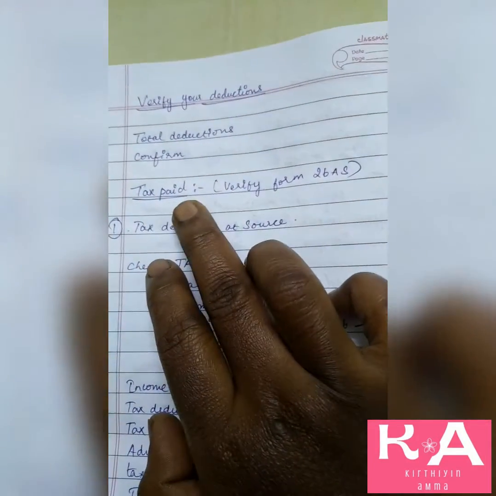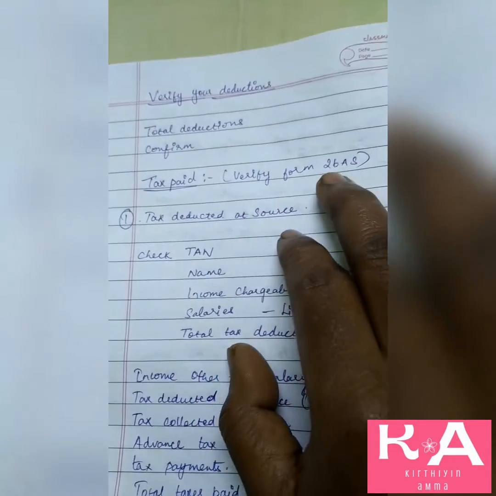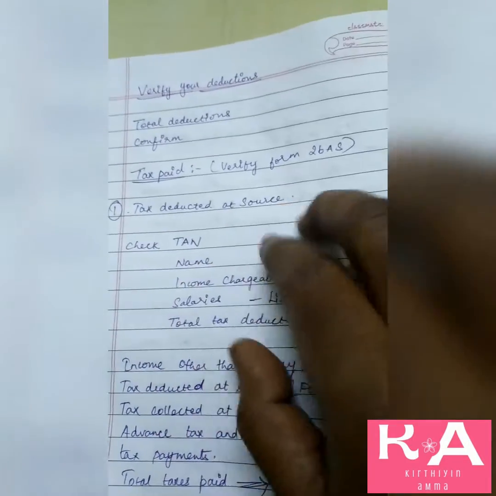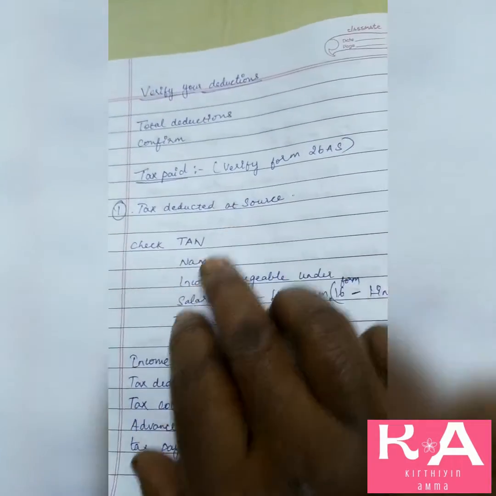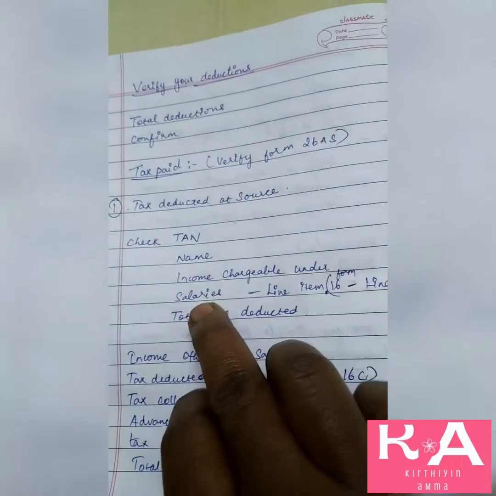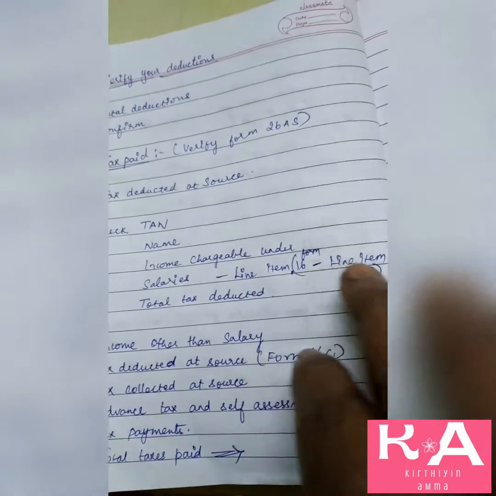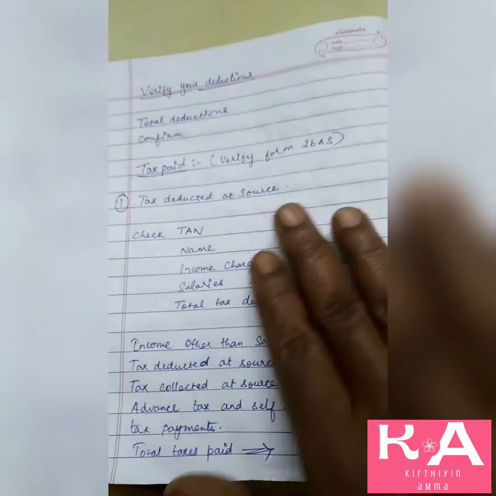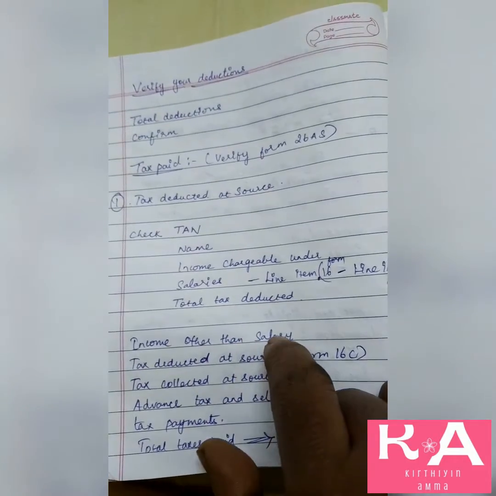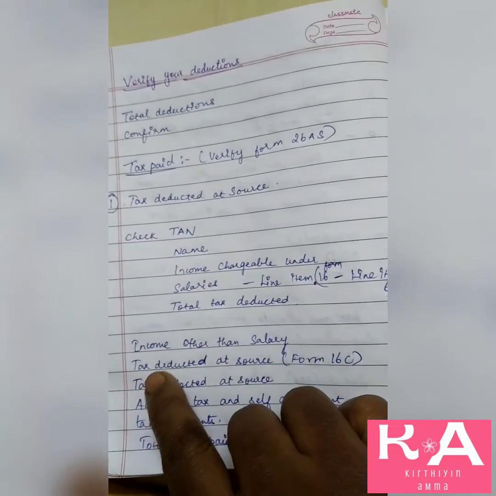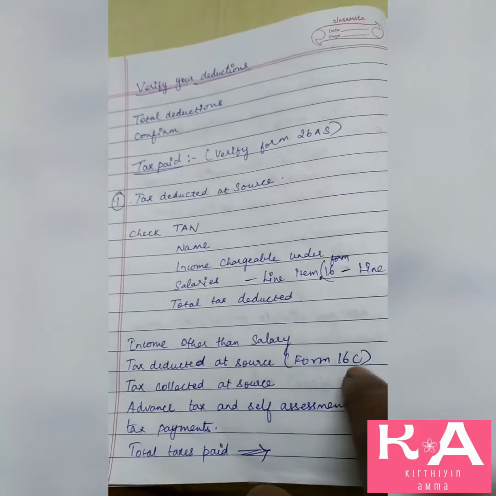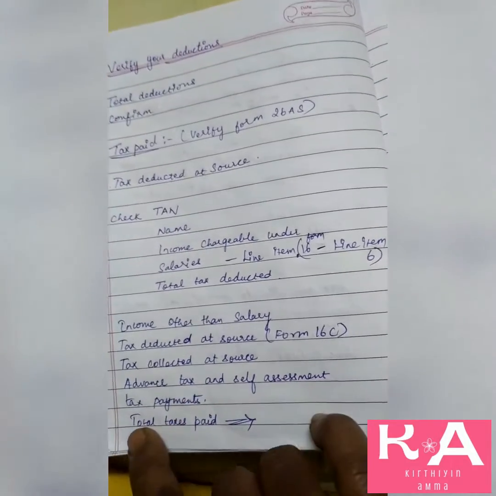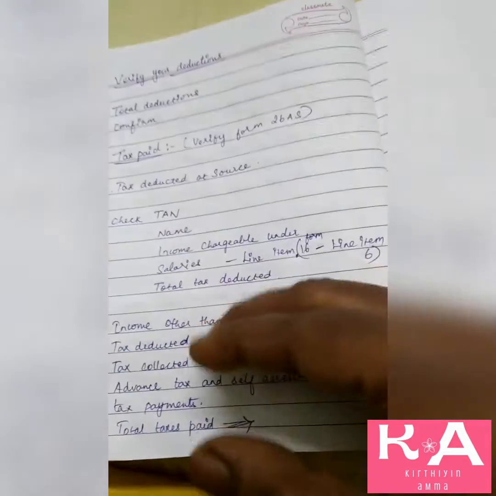Then you will have tax paid. So you can verify Form 26AS. So tax deducted at source, this is what you will have to check. Check for TAN, name, income chargeable under salaries. This is line item 6 in Form 16. Total tax deducted. Apart from this, you will have income from other than salary. Tax deducted at source, this is Form 16C. Tax collected at source. Advance tax and self-assessment tax payments. Total taxes paid, summation of all these components.